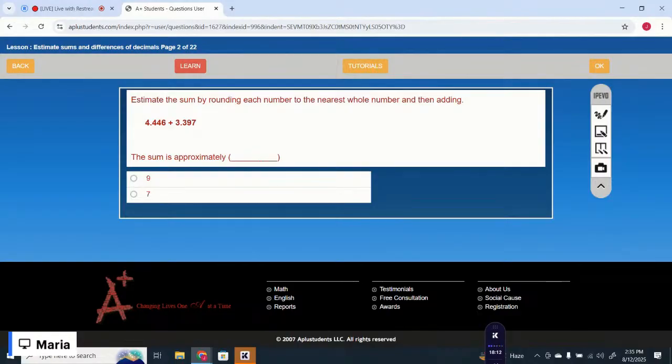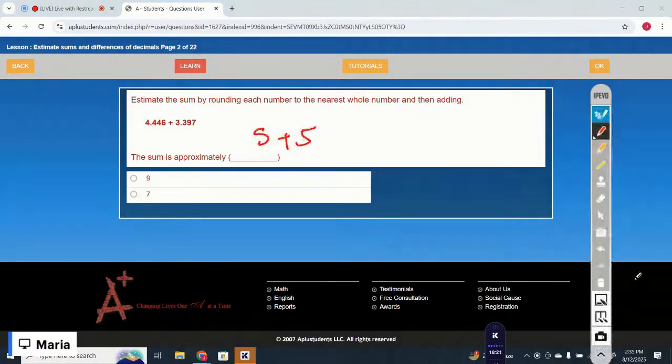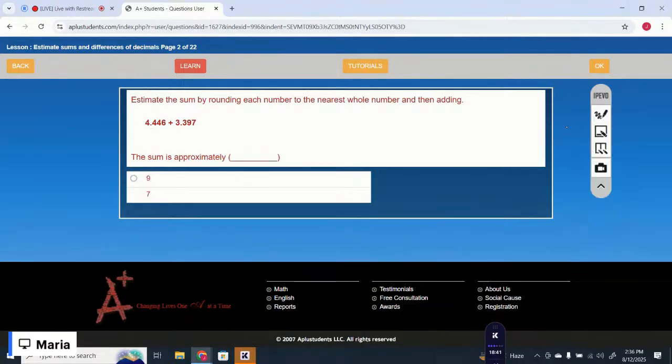Estimate the sum by rounding each number to the nearest whole number and then adding 4.446 plus 3.397. So 4.446 is rounded to 4 because the digit right after the decimal is less than 5, right? So it rounds to the same whole number. Same way, 3.397 is rounded to 3. So 4 plus 3 is 7. The correct option is 7. Option number 2 is the correct option. 7 it is.